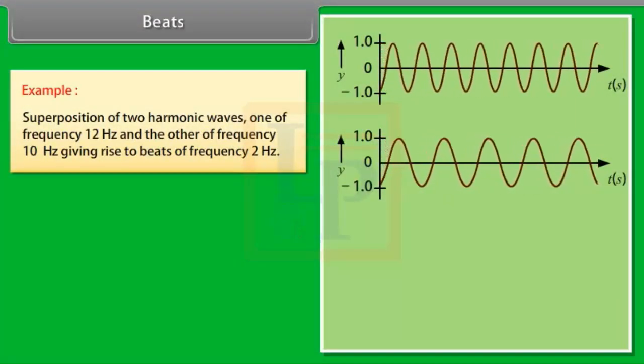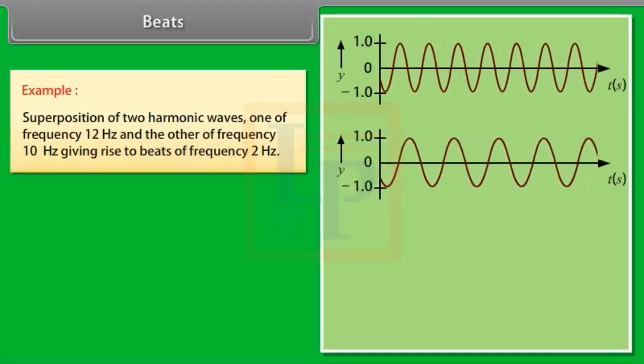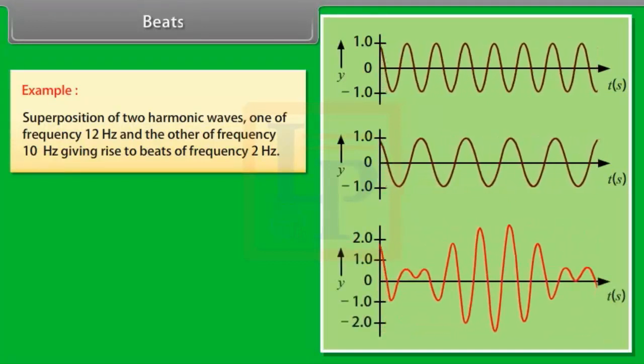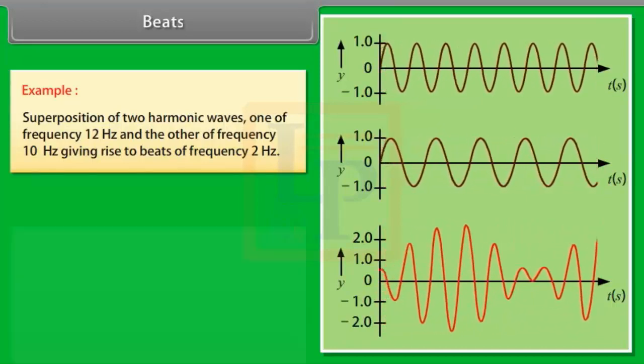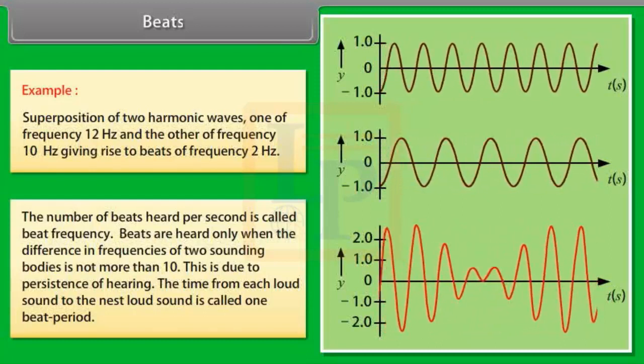Let's see an example. There are two harmonic waves, one of frequency 12 Hz and the other of frequency 10 Hz. When they superimpose on each other, they give rise to beats of frequency 2 Hz. The number of beats heard per second is called beat frequency.